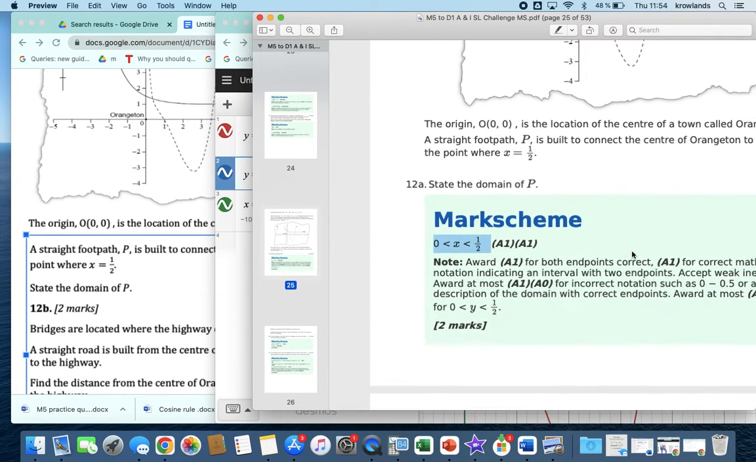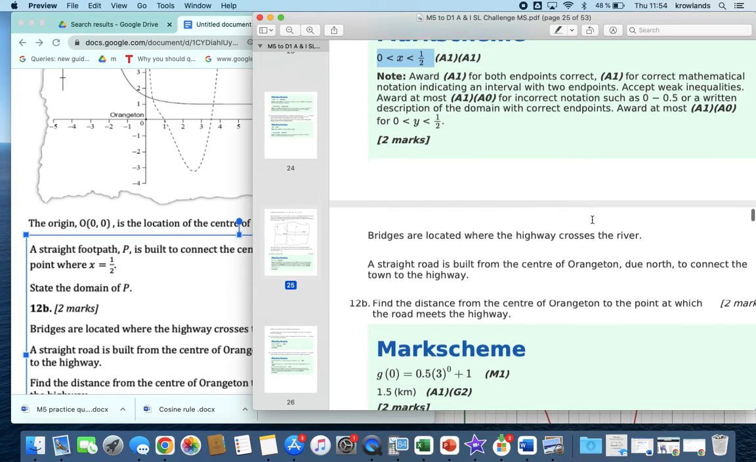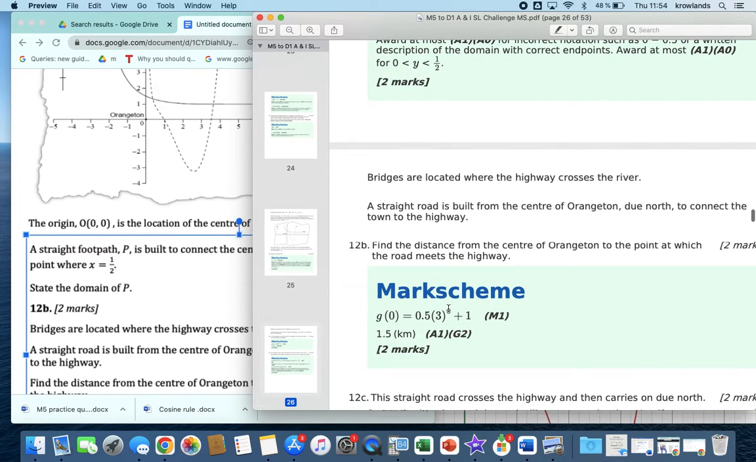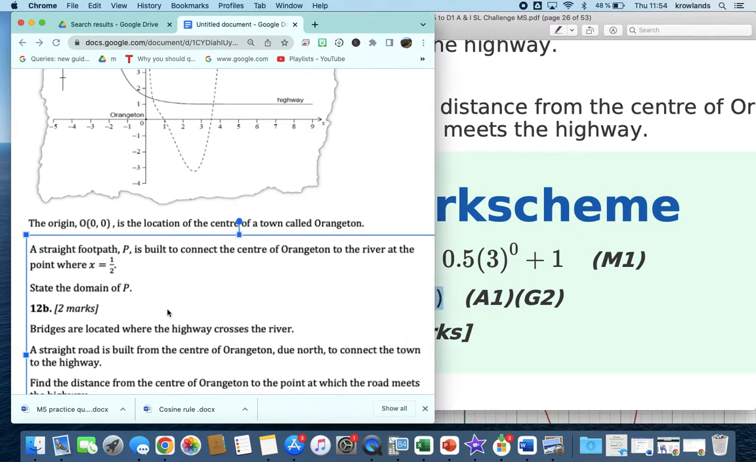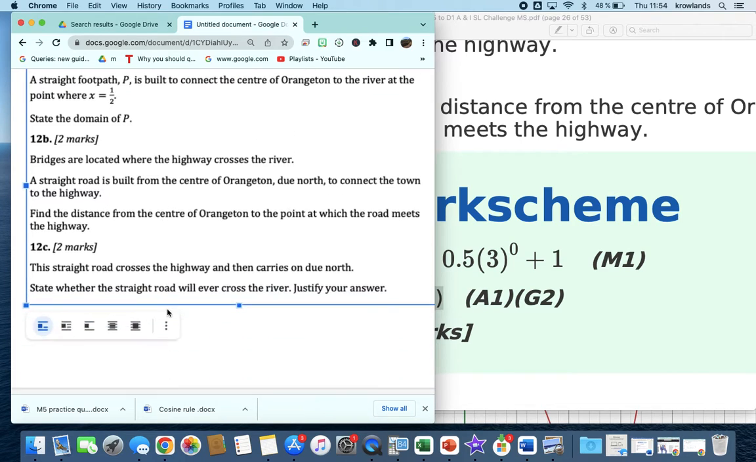So checking out the mark scheme, we've got the following. When we take the function which is to do with the highway, we're just going to simply substitute in 0. And you can see that anything to the power of 0 should always equal 1. So it's going to be 0.5 times 1 plus 1, which is 1.5. Let's go on to question C.